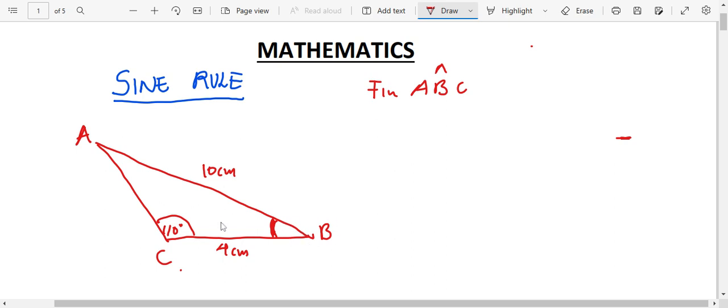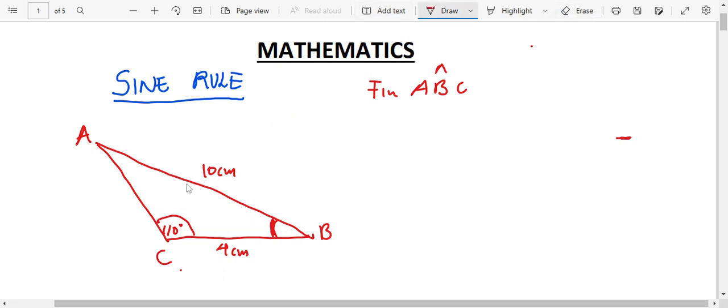Now, if you look at the angle B, do you know the side that it is opposite to? No, we don't know the side, because if this is B, we don't know this side. So that means we cannot directly find the angle B.